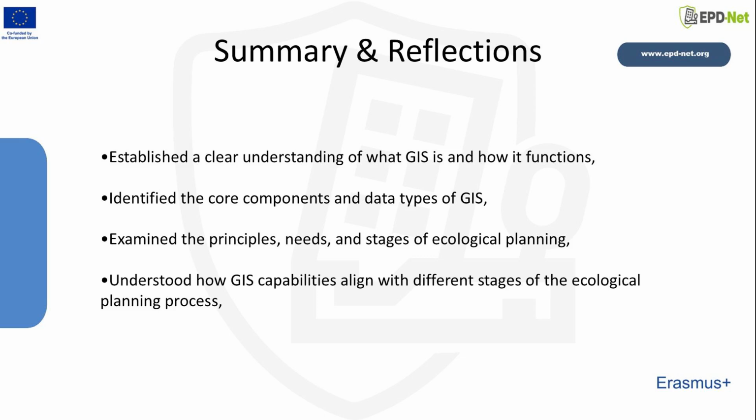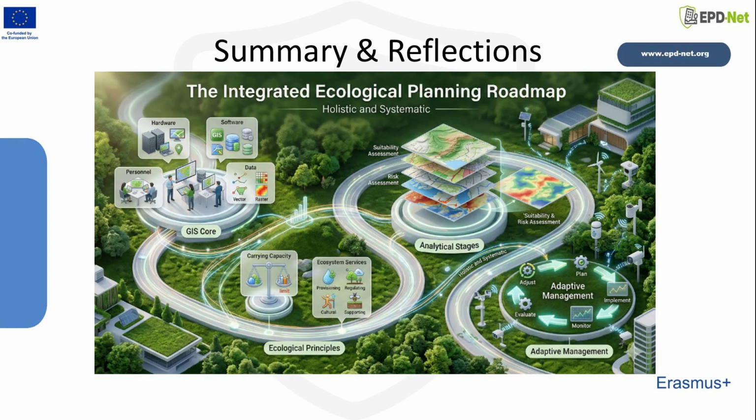Within the scope of this session, what GIS is and how it works has been explained. The core components and data types of GIS have been addressed. The principles, fundamental needs, and stages of ecological planning have been examined. Finally, how GIS capabilities align with the different stages of the ecological planning process has been demonstrated.